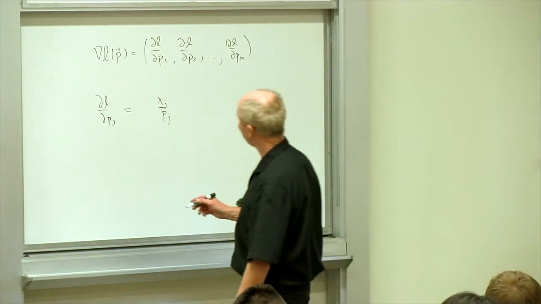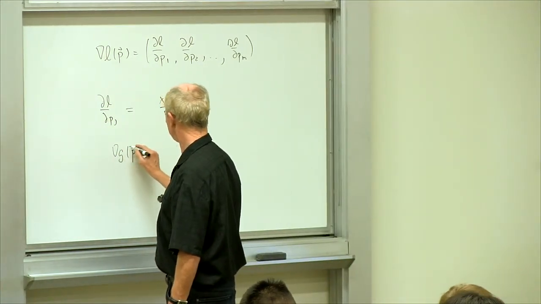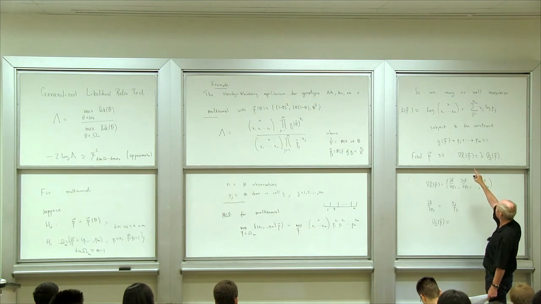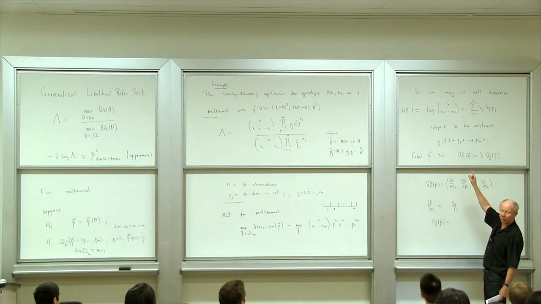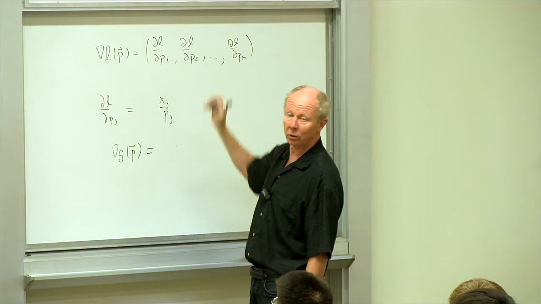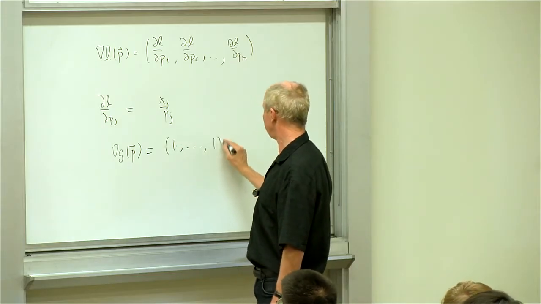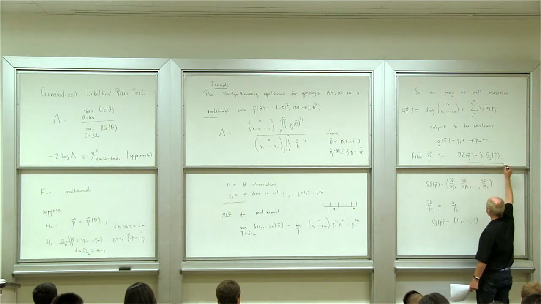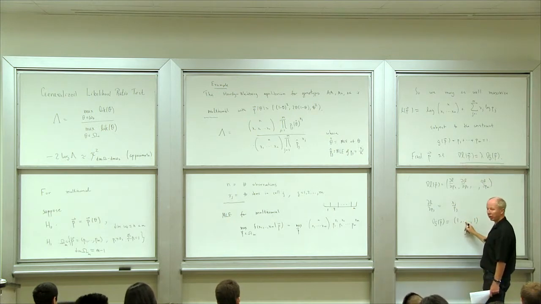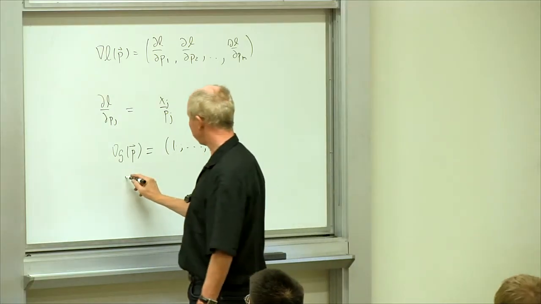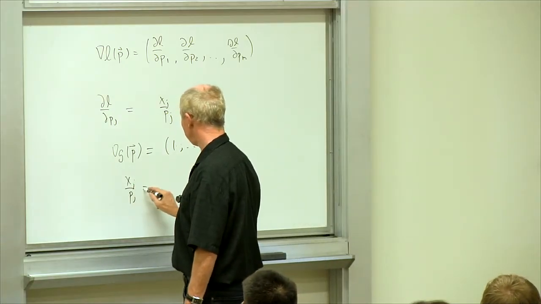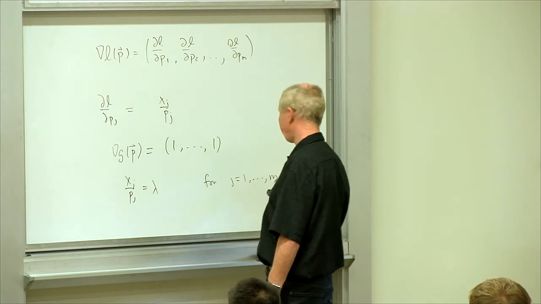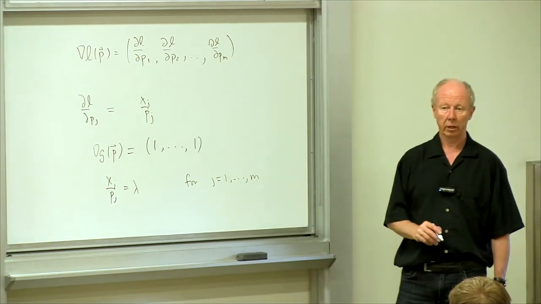And what about the gradient of g? That would be this vector where we put g here. What's the derivative of g with respect to p1? And with respect to p2? Yeah, they're all 1s, right? Okay. So this condition here says what? This must be lambda times the jth component here. So the equation xj over pj equals lambda holds for j equals 1 up to m. Okay?